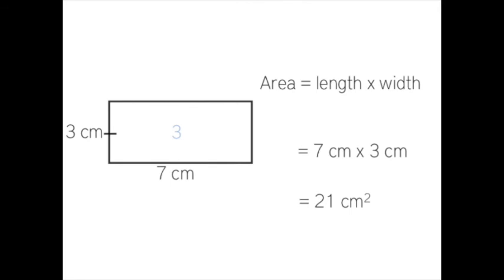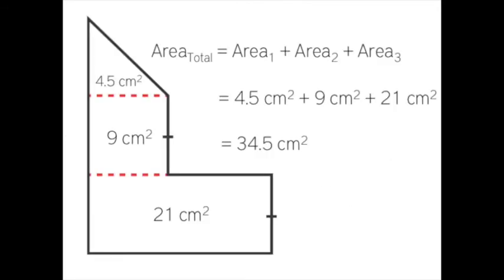21 centimeters squared. Our last step would be to find the total area of the irregular shape, adding all the individual areas together. So area 1 being the total area of our triangle, area 2 being the total area of our square, and area 3 the total area of our rectangle. Once you add all those together, you get a total of 34.5 centimeters squared.